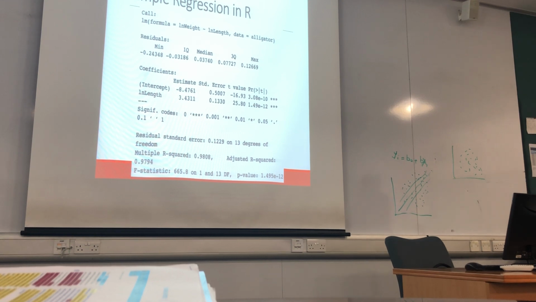Now we have the simple linear regression in R, which we did last week, and we learned how to read it. Here the question that poses itself is: is the natural log of length a significant predictor of y? The formula is the natural log of weight, and the natural log of length. So we are saying the length predicts the weight. From this regression equation below, the coefficient: is the length a significant predictor of the weight?